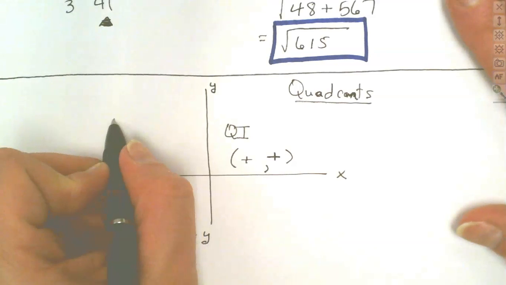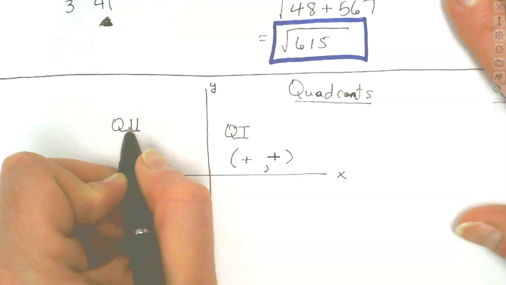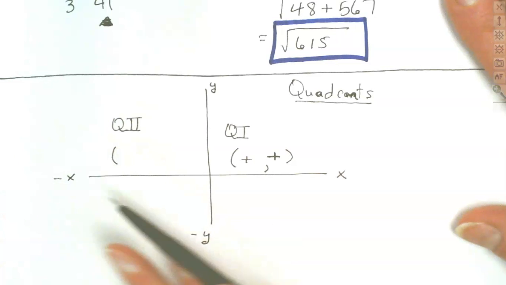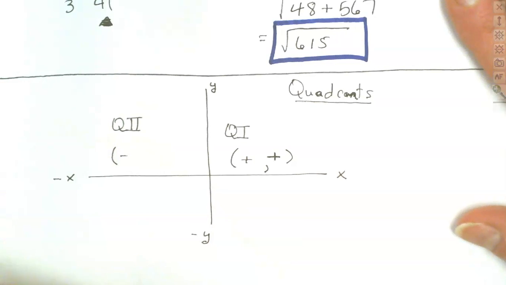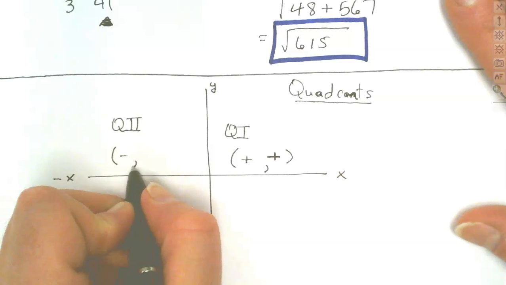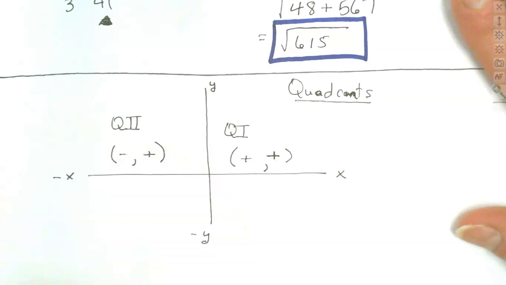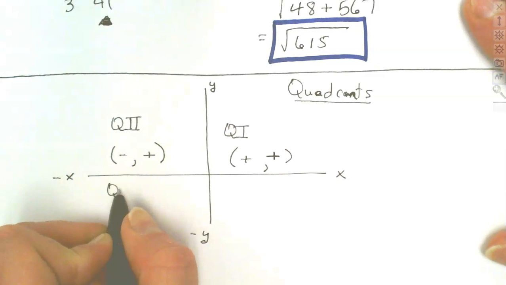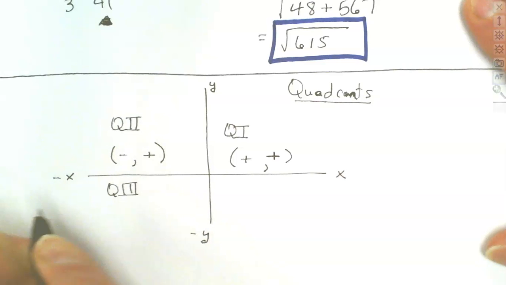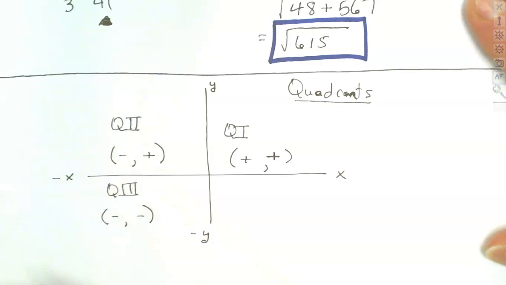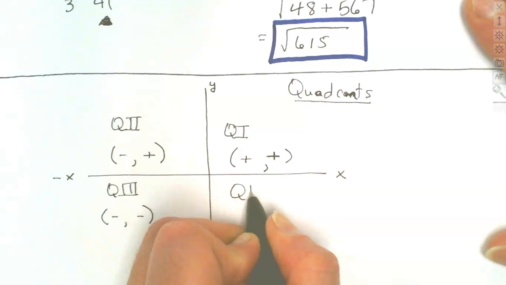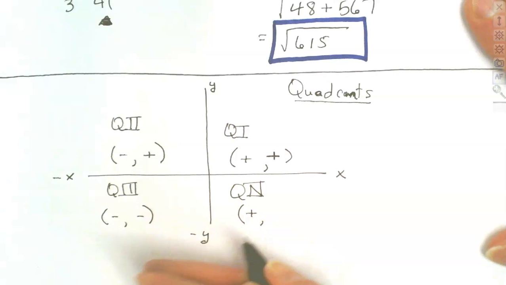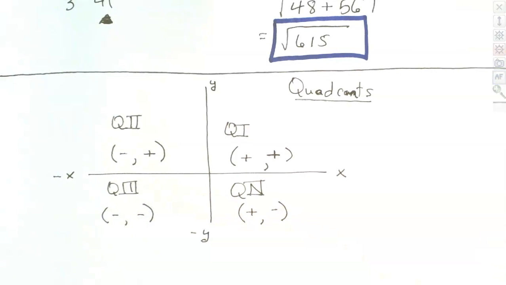Now, what about quadrant 2? Well, quadrant 2 is back to the left, and we're going back on the negative side. So that's negative for your x component, positive for your y component. What about quadrant 3, down below here? Both negative. And what about quadrant 4? Well, quadrant 4 then would be a positive x value and a negative y value.